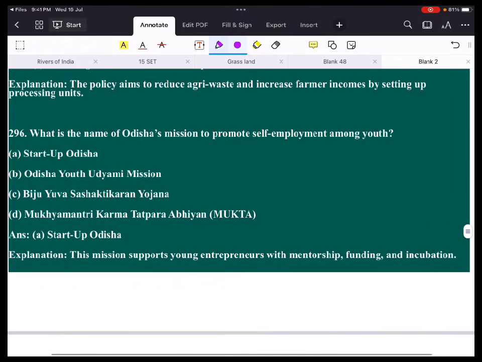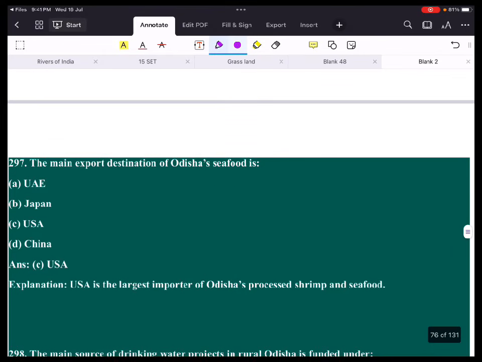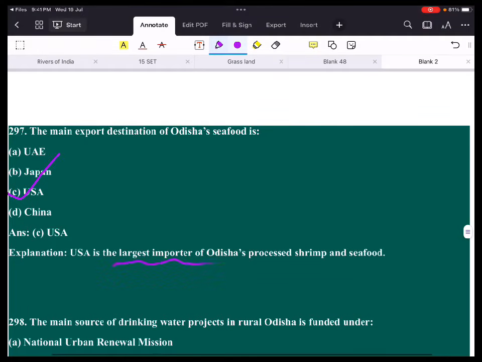What is the name of the Odisha mission to promote self-employment among youth? That is Startup Odisha, option A. The main export destination of Odisha seafood is option C, USA. USA is the largest importer of Odisha processed shrimp and seafood.